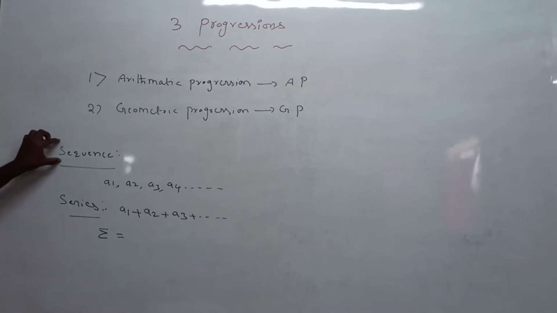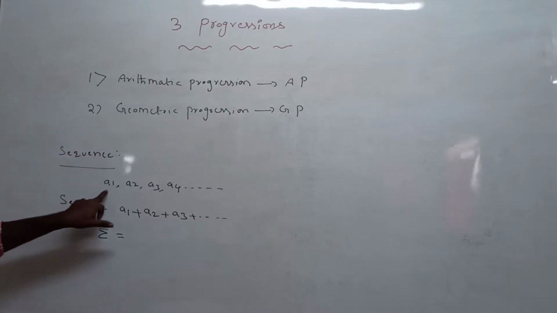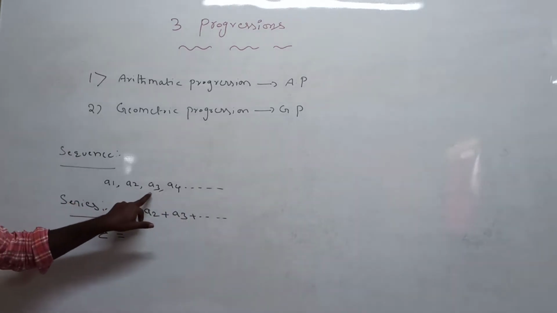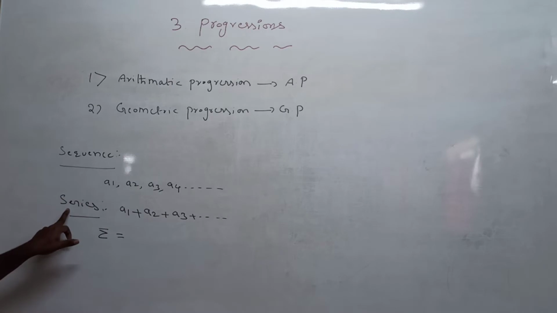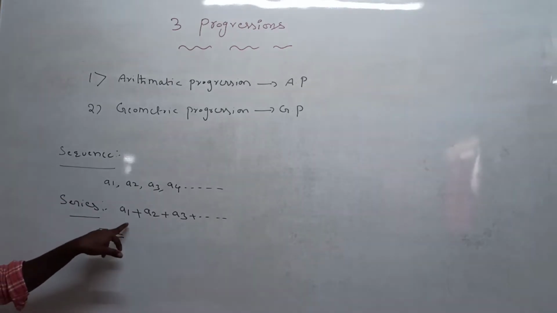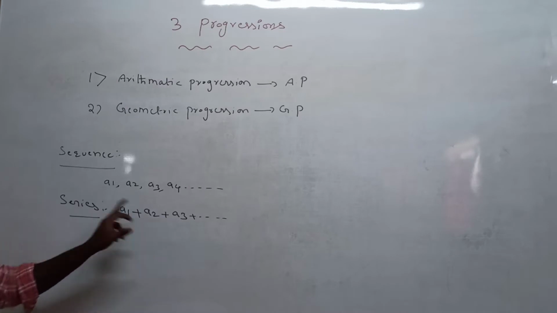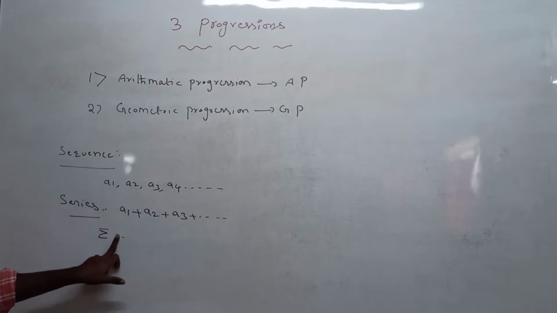So, what is the definition of a sequence? Elements separated by commas is called a sequence. What is the meaning of a series? The sum of all the elements in the sequence is called a series. A series is denoted by sigma.